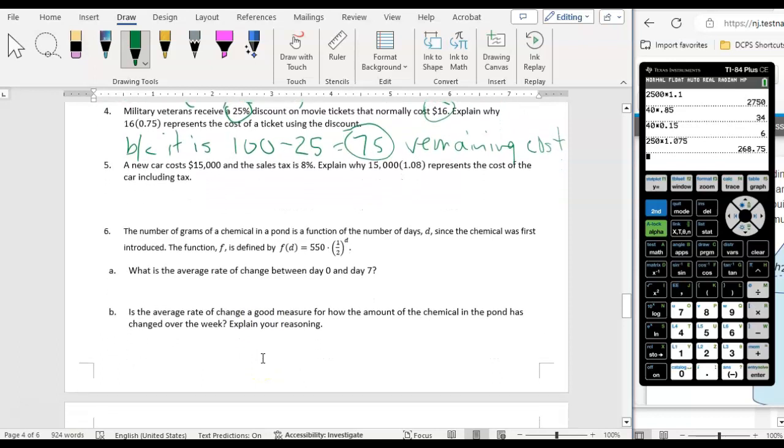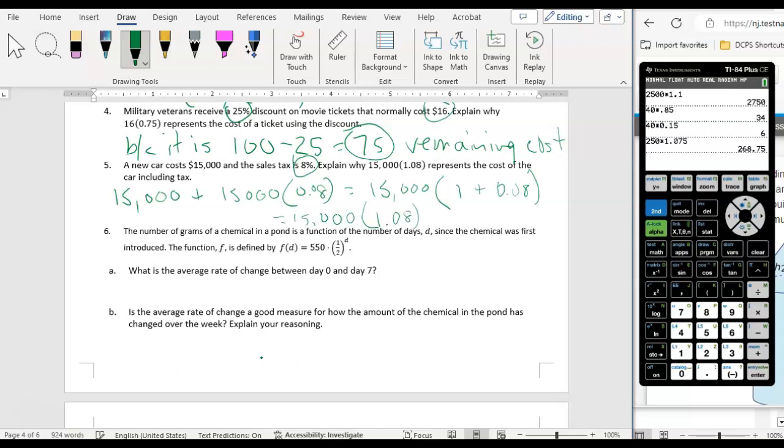A new car costs $15,000 and the sales tax is 8%. Explain why 15,000 times 1.08 represents the cost of the car including tax. So you could write this as 15,000 plus 15,000 times 0.08, which is the same as 15,000 factored out times 1 plus 0.08. That's the same because we can factor 15,000 out from both of these. And so that also equals 15,000 times 1.08 if we add what's in the parentheses.